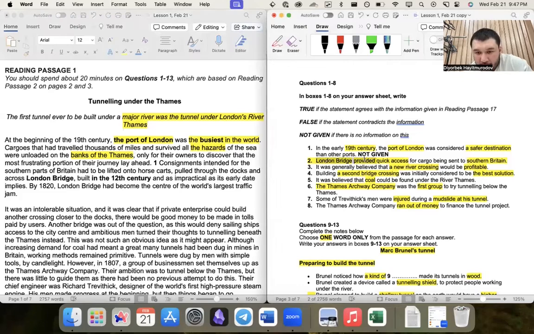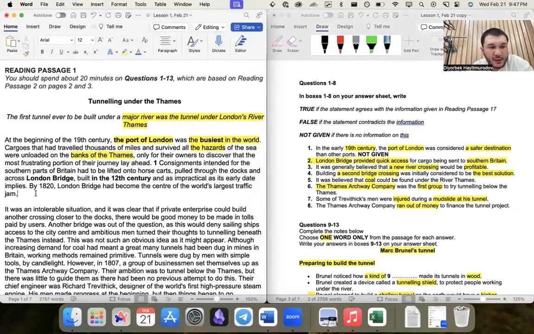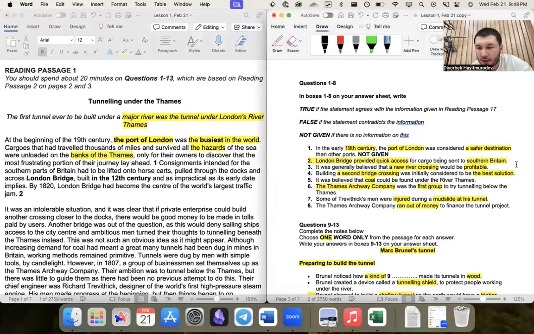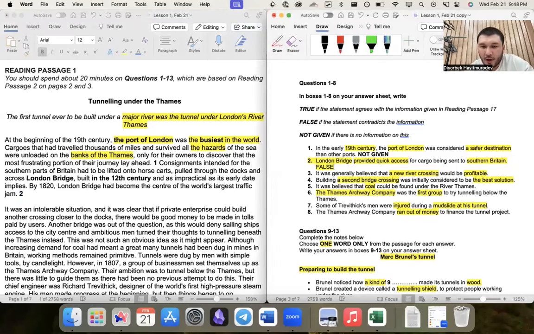Question number 2 says, London Bridge provided quick access for cargo being sent to southern Britain. Did it provide quick access? The answer is going to be false, exactly, because instead you're putting them onto carts, then taking them through the docks. It's not providing quick access. So the answer is going to be false.